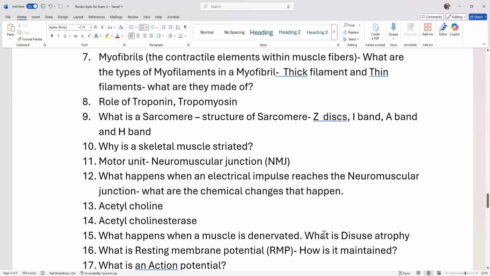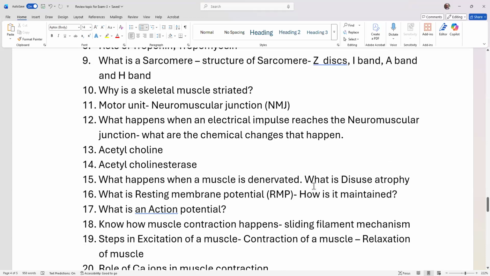What happens when a muscle becomes denervated? Innervation means nerve supply of a muscle. Denervation means loss of nerve supply. So what happens? That brings us to disuse atrophy or denervation atrophy. What is a resting membrane potential? There are some pumps which are acting. So how is it maintained? What are the pumps? What is an action potential?